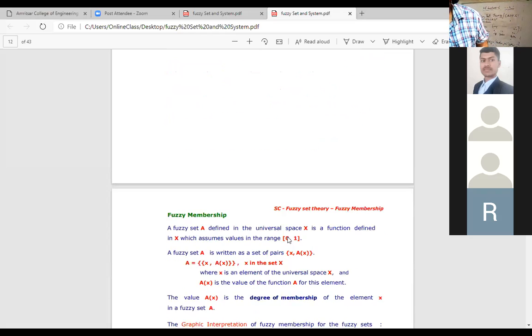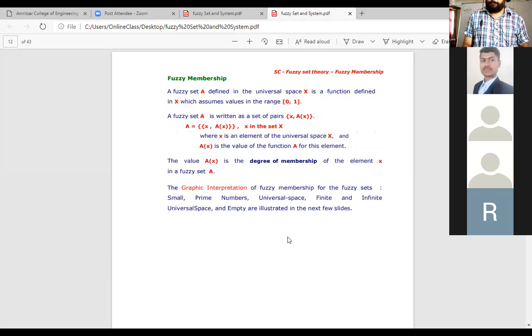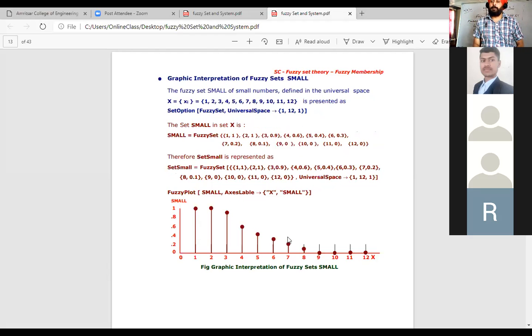So the definition of universal space means all the things. If we are taking into account all the natural numbers, then the universal space will be infinite. Fuzzy membership, I have already told you, is the degree of membership which is given along with the element. So you can also make a fuzzy plot diagram. The diagram can also be there.